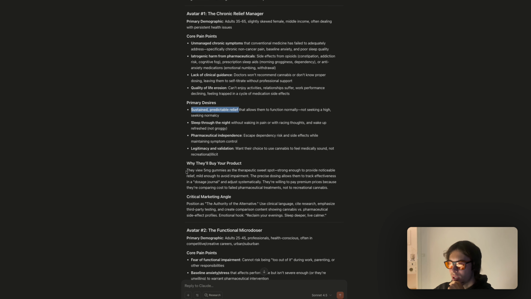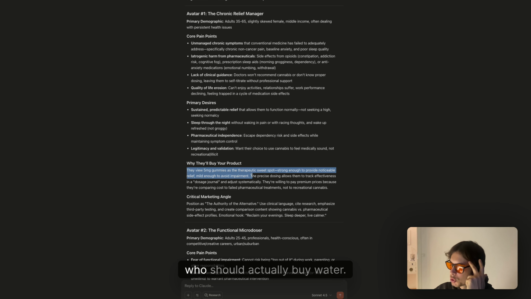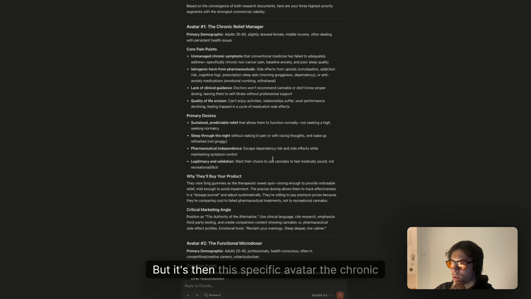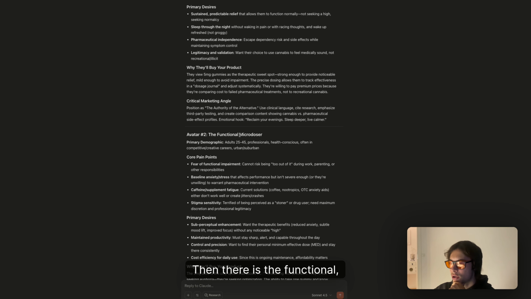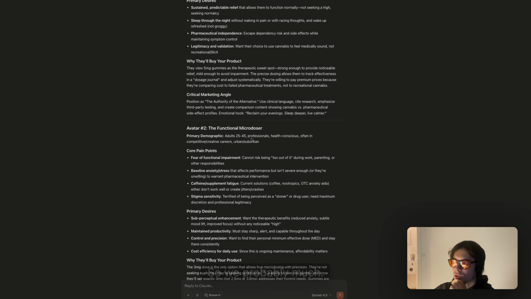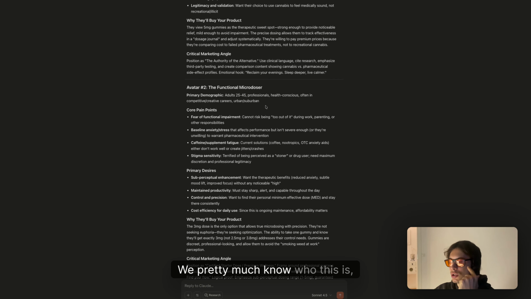Okay, why would they buy? They would buy the 5.1. It even tells you who should actually buy what specific dosage, which is absolutely nuts, right? So this specific avatar, the chronic relief manager, might buy the 5th one. Then there is the functional microdoser, right? So we pretty much know what this is, right?